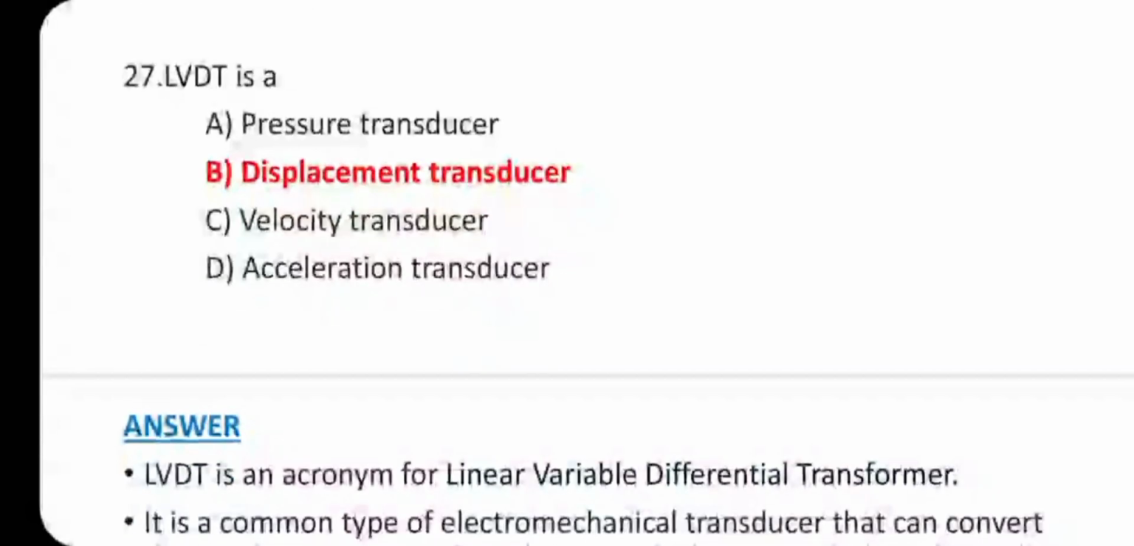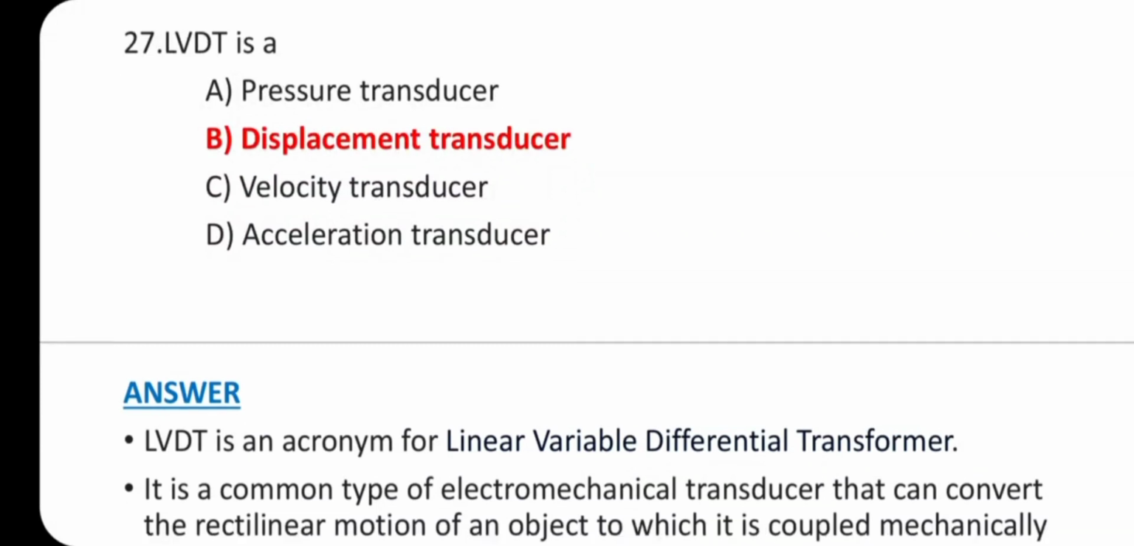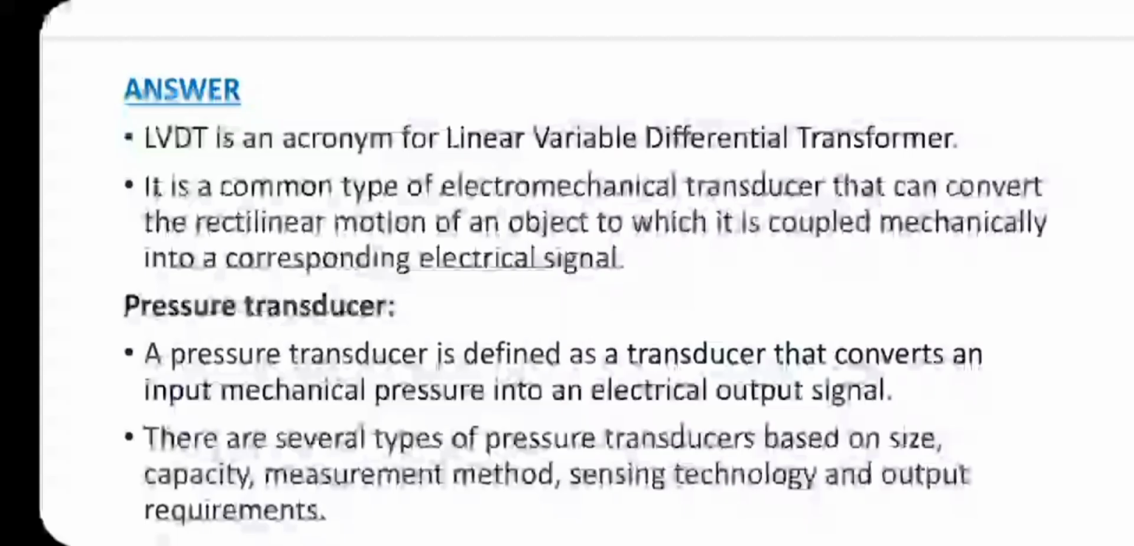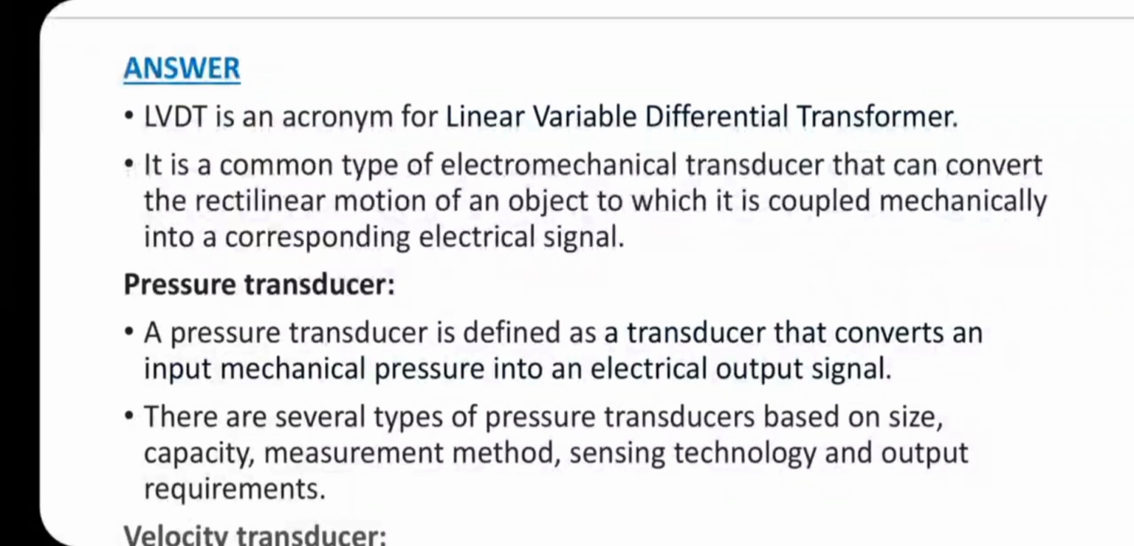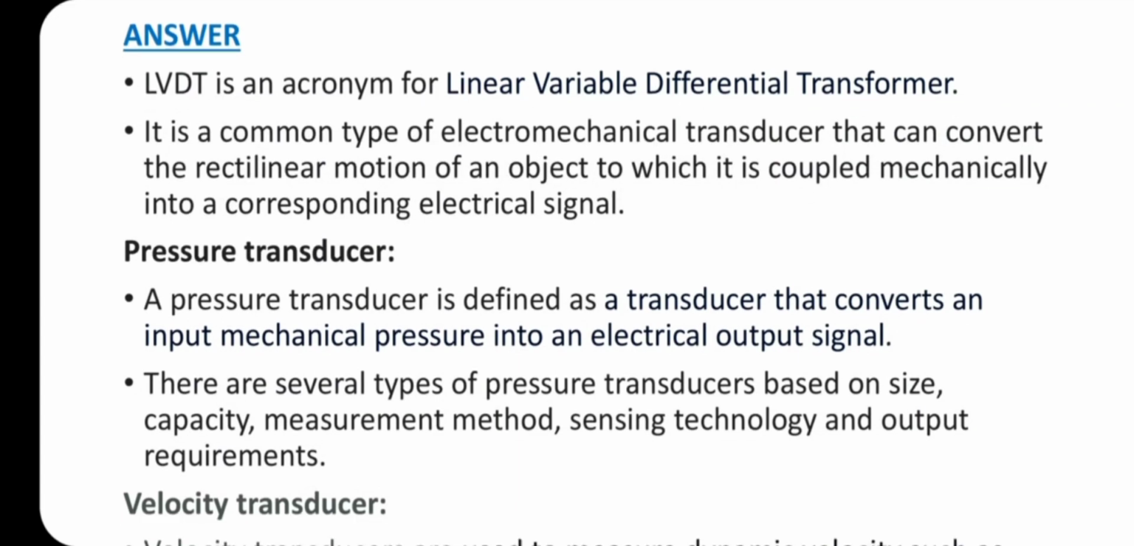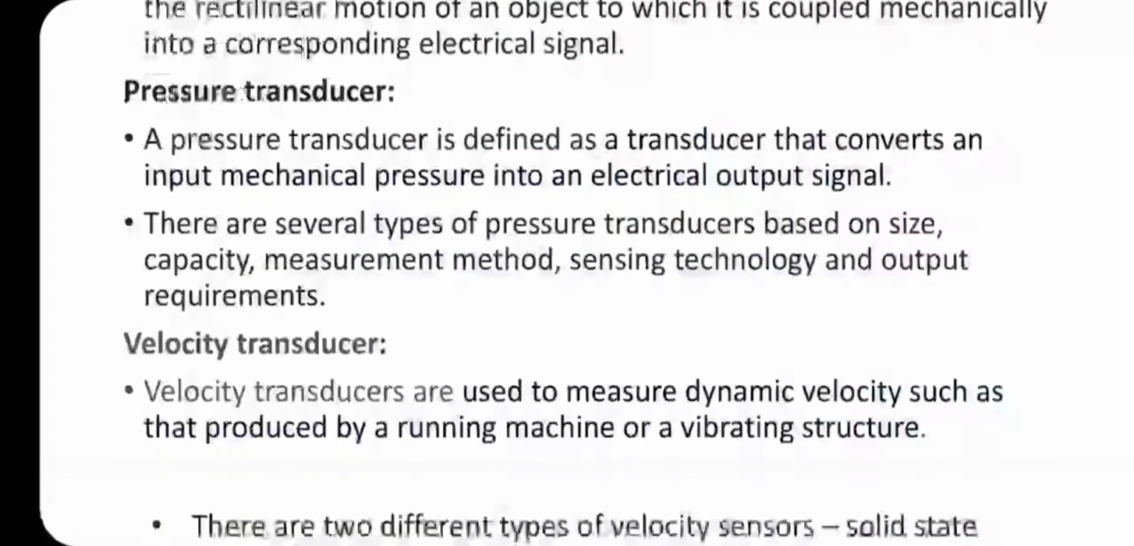Question number 27. LVDT is a, answer is option B, displacement transducer. LVDT is an acronym for linear variable differential transformer. It is a common type of electromechanical transducer that can convert the rectilinear motion of an object to which it is coupled mechanically into a corresponding electrical signal.